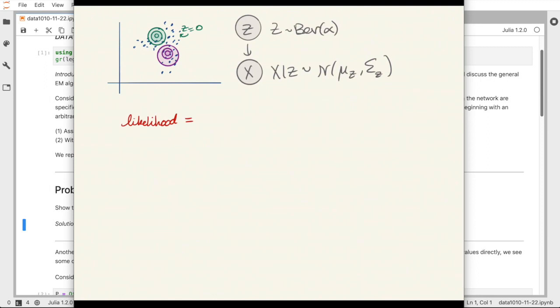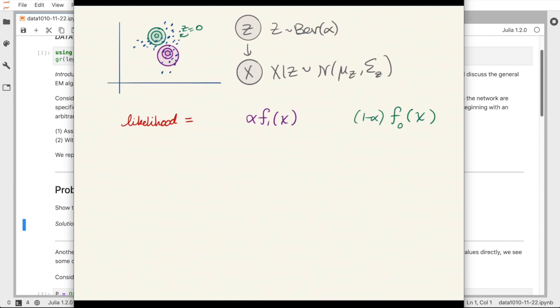So the density that the model assigns to this particular z comma x pair is 1 minus alpha, the probability that the point was going to be green in the first place, times the green density value there. If the point had been purple, it would have contributed a factor alpha f1 of x to the likelihood.